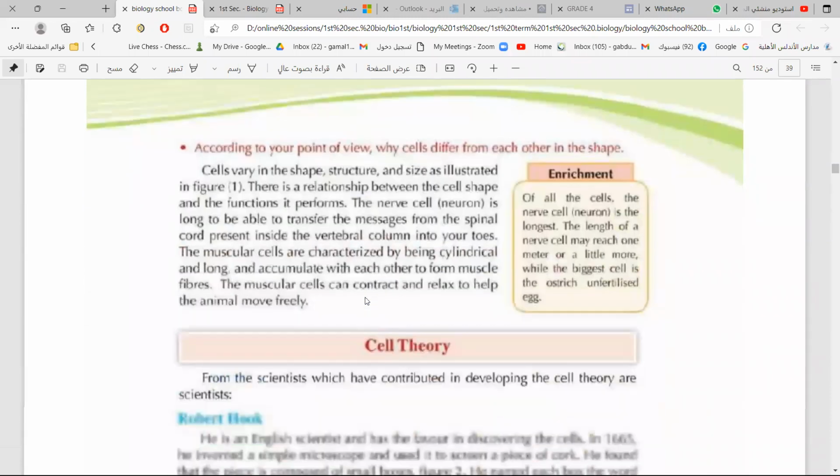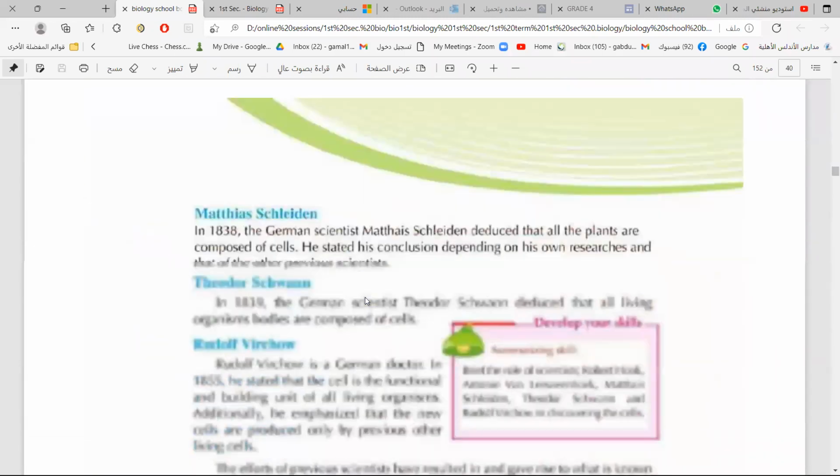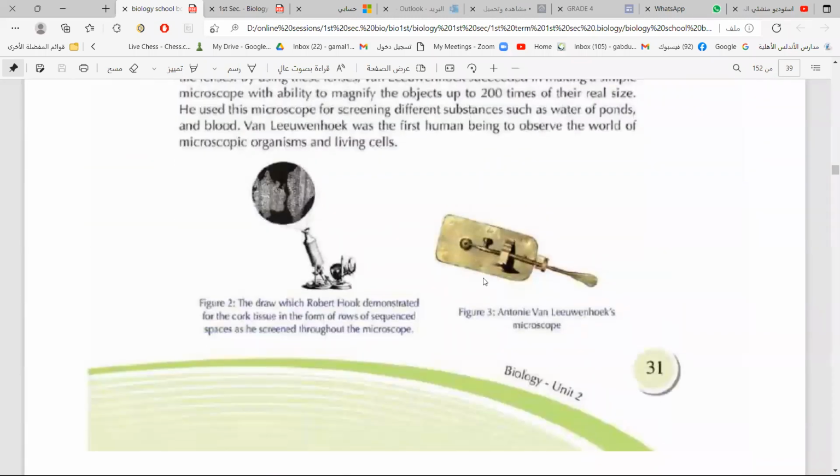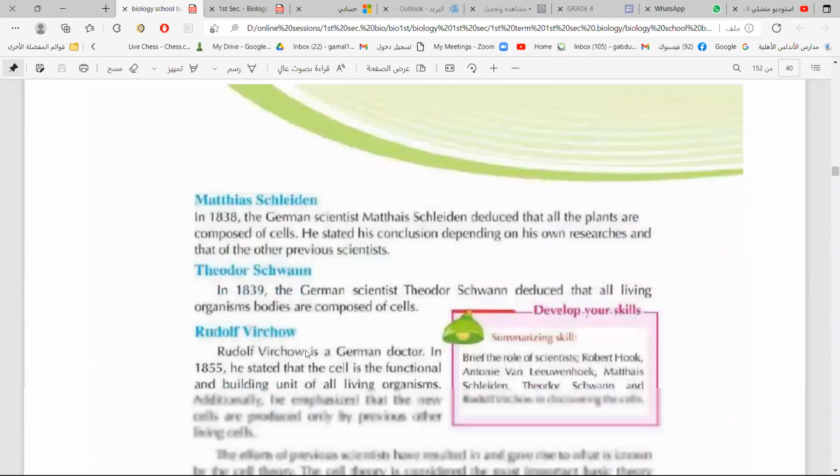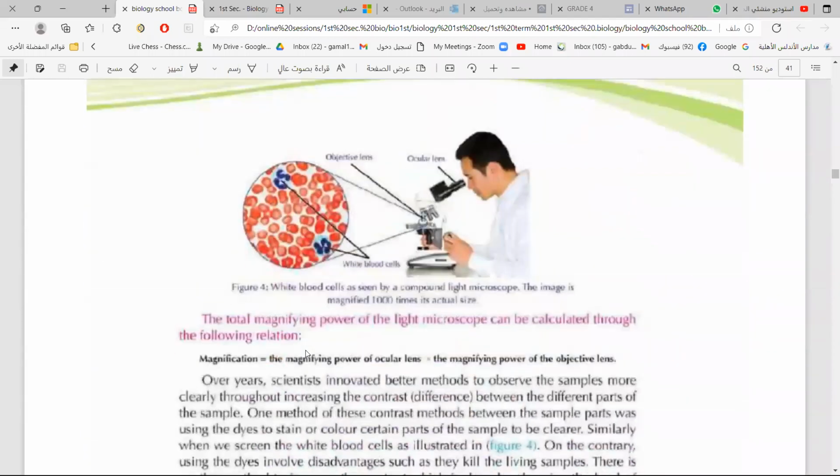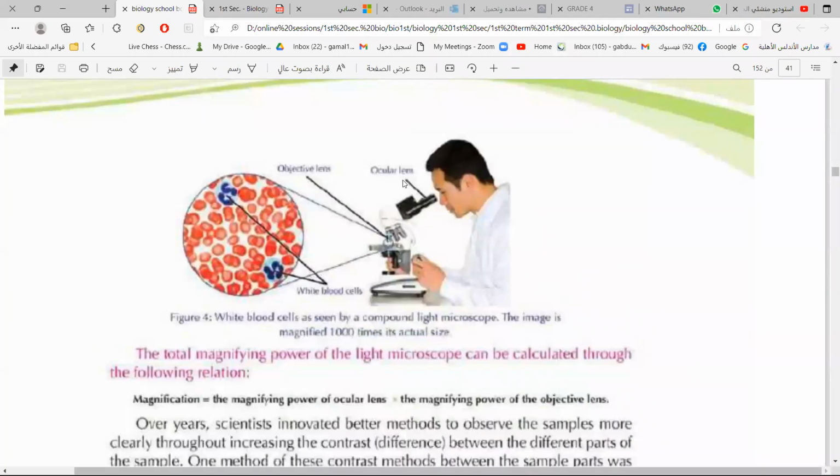If you see here the shape of this microscope, all the microscopes of Robert Hooke and Leeuwenhoek, and this is the light microscope which we are talking about. The light microscope which we are talking about is here in this picture. We can see the structure of the light microscope.